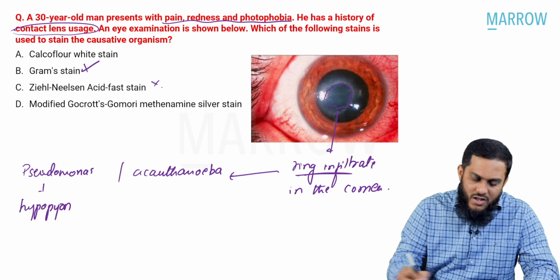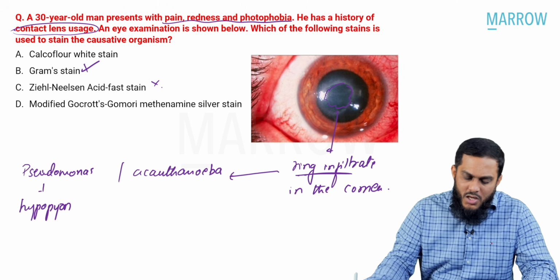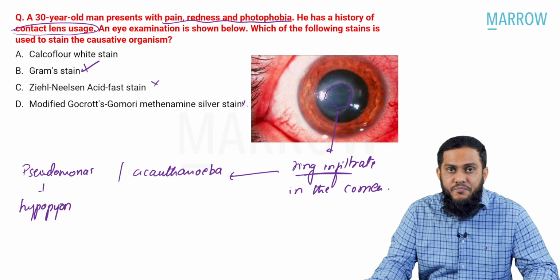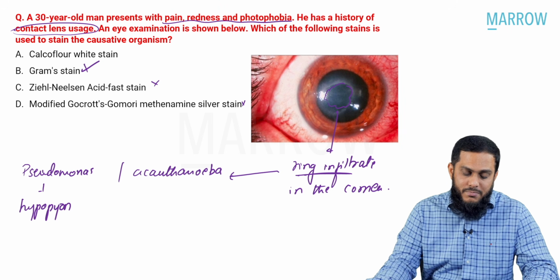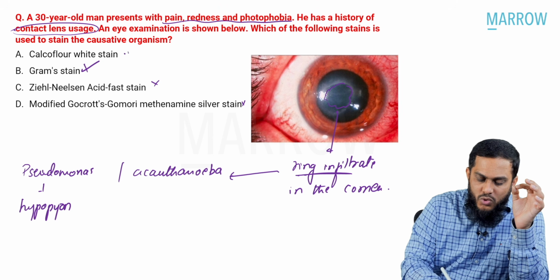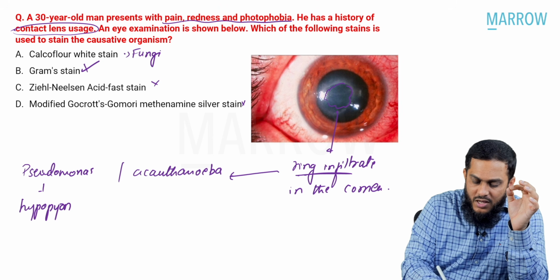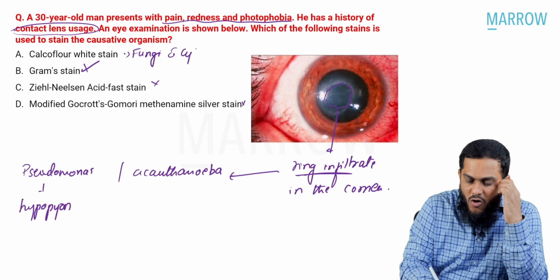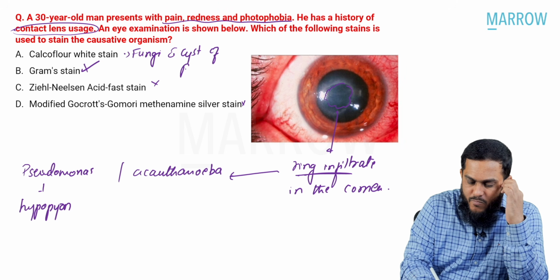And it is not acid fast. Gomori methenamine silver is used in case of fungi, not parasites. Calcofluor white. Remember, calcofluor is used for fungi, and also for the cysts of parasites.